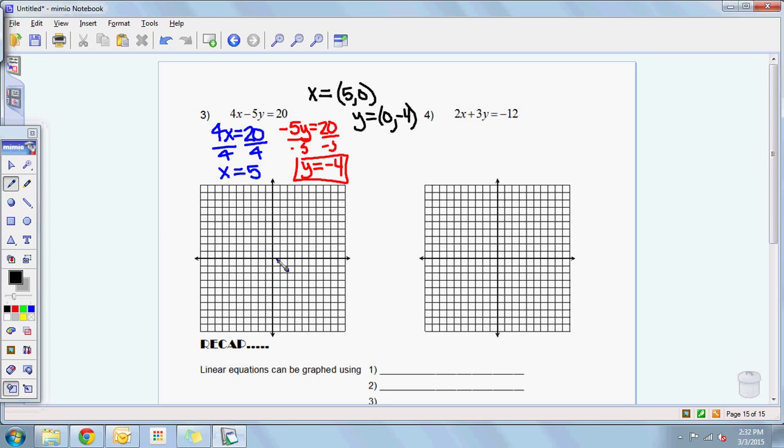On your graph, you're going to go over 5, 1, 2, 3, 4, 5, up or down 0, over 0, down 4, 1, 2, 3, 4, and there's your line. Make sure you use a straight edge, not like Mrs. Sanford. That's a really crappy line.